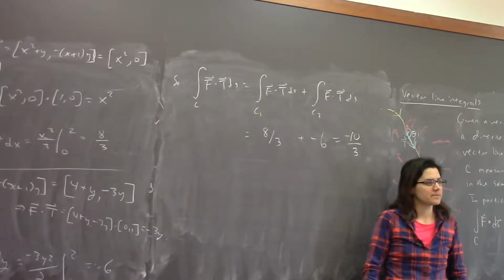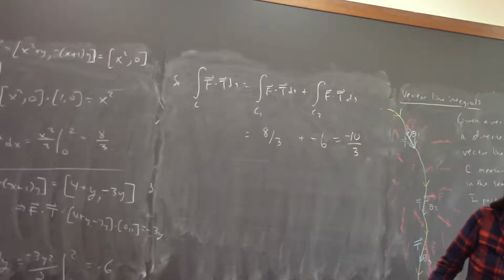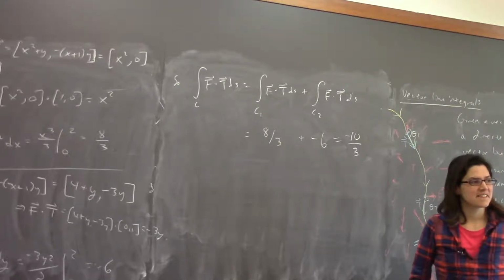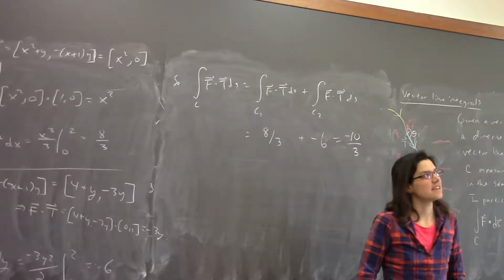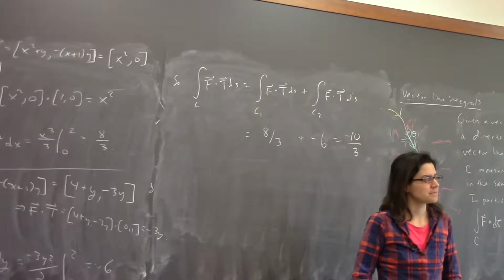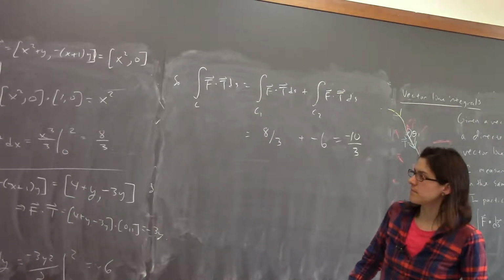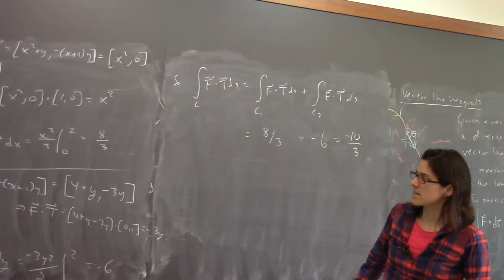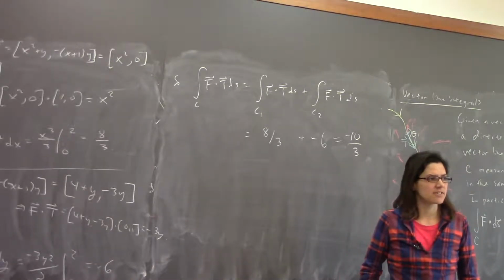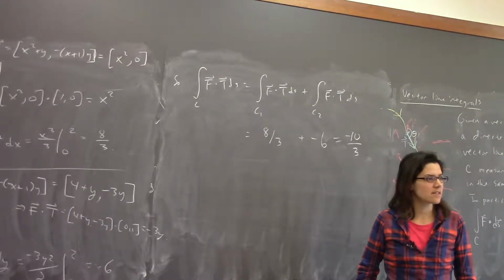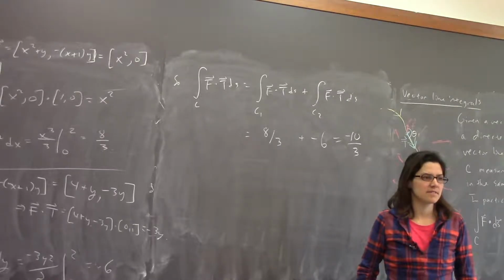Yeah? What kinds of units will this answer have? What kinds of units will the answer have? Let's see. I think it's work. So if the vector field is, it's the total amount of work that the vector field does on the curve. So I think the units of work are, what are they? Newton times meters? Yeah. So kilogram meters squared per second squared, something like that? Okay.